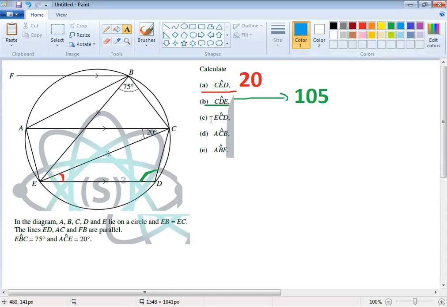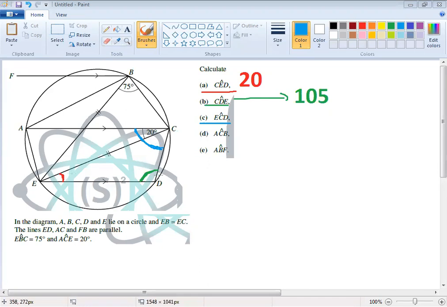Okay. What about ECD? ECD, this is the full angle. Let's have a look at triangle ECD. You know the angle E is 20. You know D is 105. Can you find the angle C? This small part of C is a part of triangle ECD.